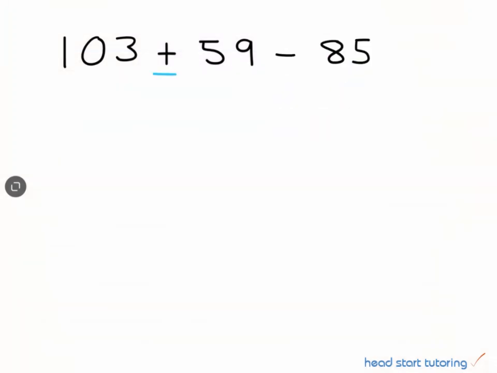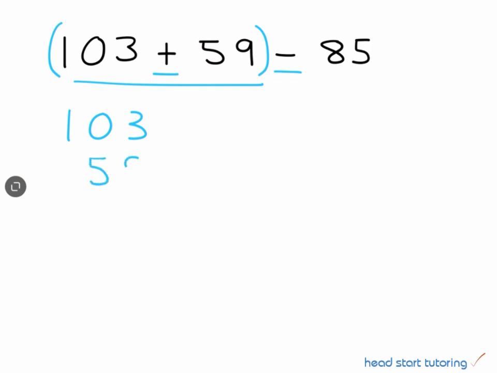When we are first adding two numbers together and then minusing a third number, we unfortunately can't do it all together. So we are going to put brackets around what we need to do first, because we work from left to right. Even though addition and subtraction have the same weighting, we cannot choose which one to do first. So we work from left to right, and we first do 103 plus 59. Put in our placeholder there. 3 plus 9 is 12. Put our 2 there and carry our 1. 1 plus 5 is 6, and 1 plus 0 is 1.